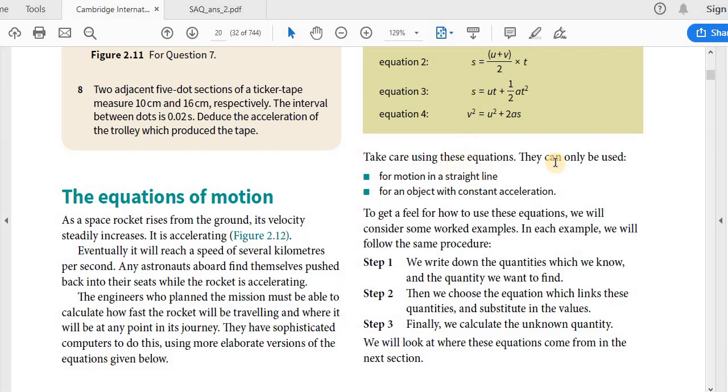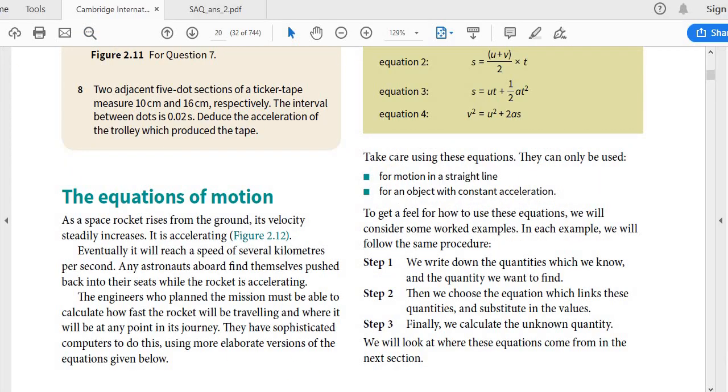Take care using these equations. They can only be used for motion in a straight line, because if it's not moving in a straight line, the direction is changing, so that changes the velocity even if the speed is constant, because velocity is a vector quantity. If velocity is changing, there is acceleration, because acceleration is changing velocity over time.